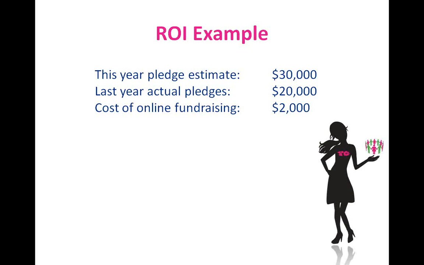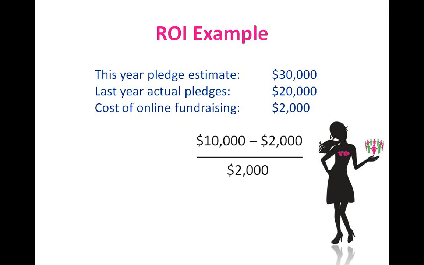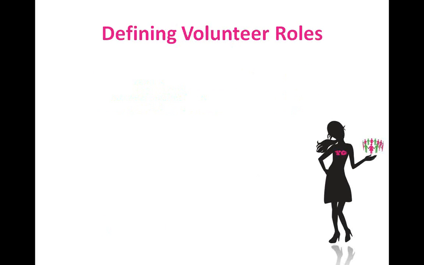So here's an example of an ROI calculation, using a walkathon as an example. If you're expecting this year to get $30,000 versus last year $20,000, and the cost of online fundraising is $2,000, and these are just round numbers to make it easy, your calculation would go like this. The ROI equals 10,000, which is the difference from this year to last year, minus 2,000, the cost, divided by the cost. In this case, your ROI is 4, which means it's very strong, and it's highly likely you're going to make more money doing it this way. In this case, you'll make $8,000 more than you did the year before if your calculations are correct.